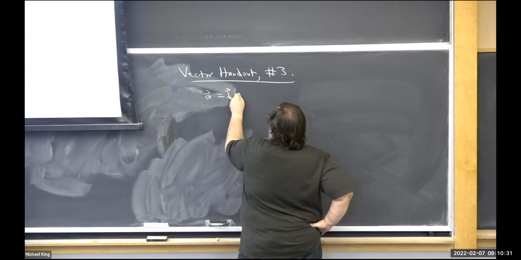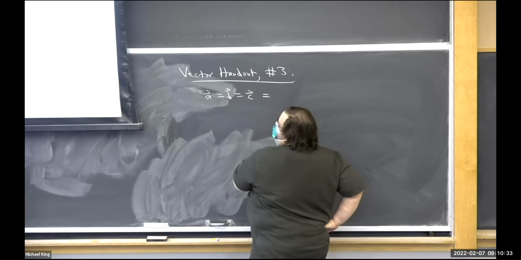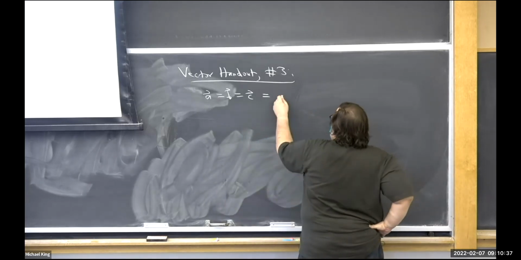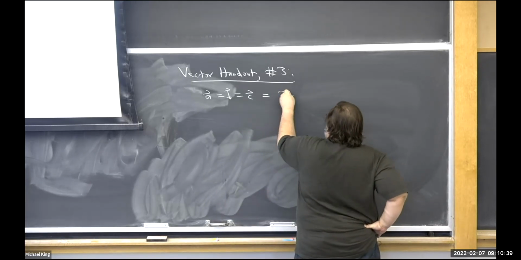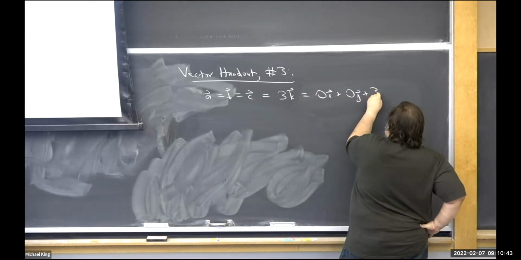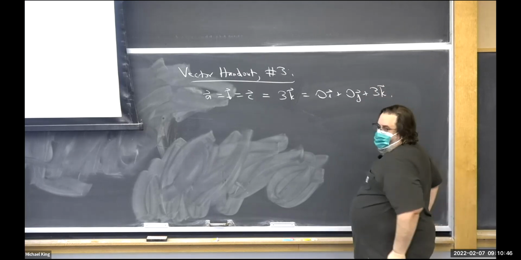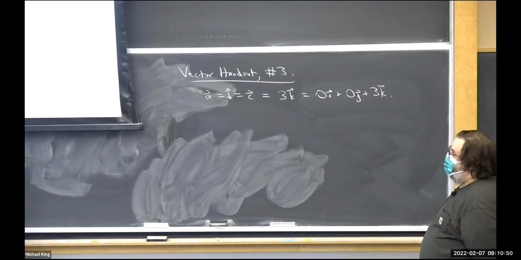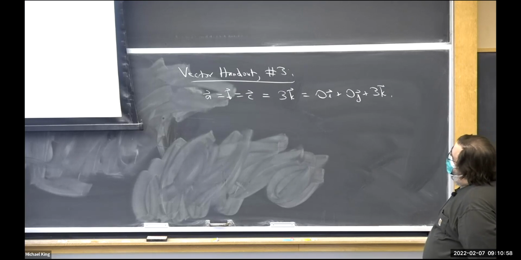And I think we said that was just 3K. So you could just say 3K, or you could say 0I plus 0J plus 3K, however you want to say it. There's no change in X, there's no change in Y, and there's just a change in Z. Okay, and then the rest you can just sort of read off, right? Can someone tell me what D is?